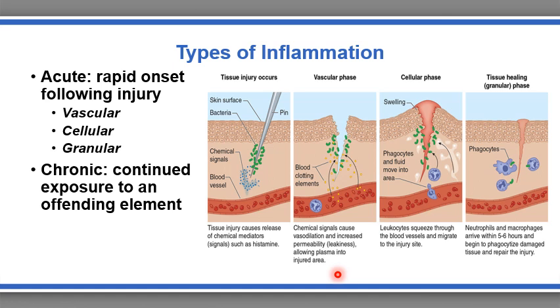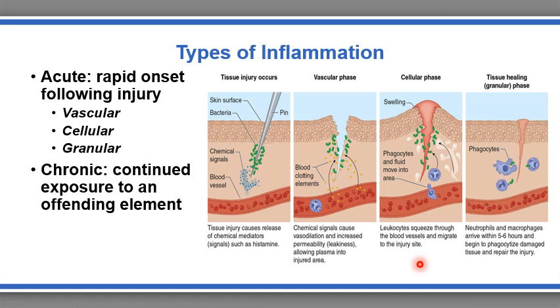Again, the chemical mediators are going to cause that dilation of the blood vessels. It's also going to cause the endothelial cells to shrink, and that's going to allow the vessels to become more permeable. If we look at the cellular phase now, you can see they're actually showing here the leukocytes kind of squeezing through the blood vessels and migrating to the injury site.